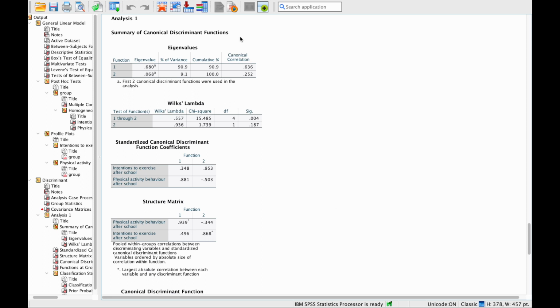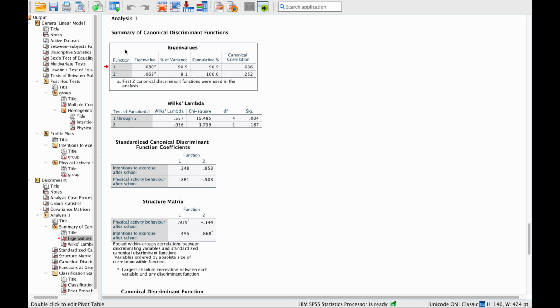The eigenvalues show how much variance in the dependent variable is accounted for by the function. A quick note is the maximum number of discriminant functions reported is the number of groups minus 1. We have 3 groups, so there are 2 discriminant functions. Function 1 has an eigenvalue of 0.680, which is large. In fact, it is 10 times larger than the second function, which has an eigenvalue of 0.068.